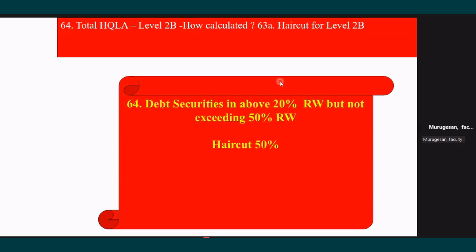This question definitely, because it is the latest one, they will ask. Identify HQLA and identify what is the haircut. After adjusting the haircut, would this be sufficient to meet the 30 days net outflows? That is the final. Yes. Okay. Now we are coming to the climax.